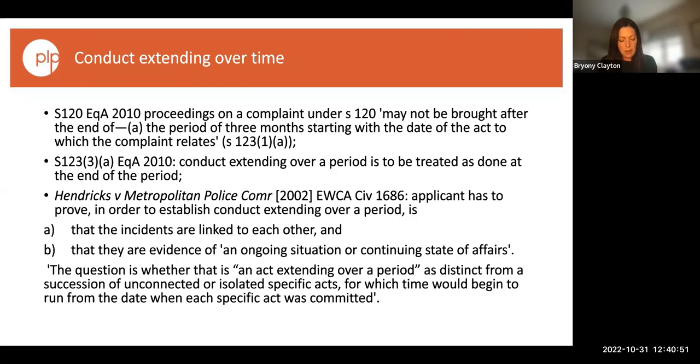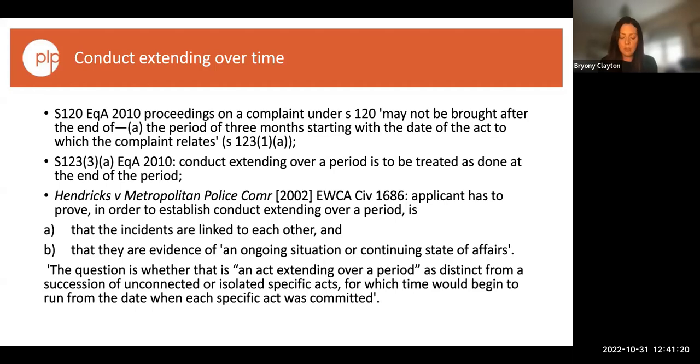So, for example, in the House of Lords case, Barclays Bank and Kapoor, 1991, the critical distinction was between the one-off decision, which had continuing consequences, and a continuing act or continuing state of affairs. So with the former, that would not be conduct extending over time. For the latter, time would run from the end of the period in question.